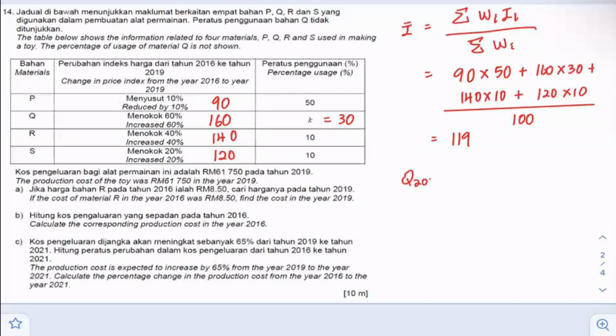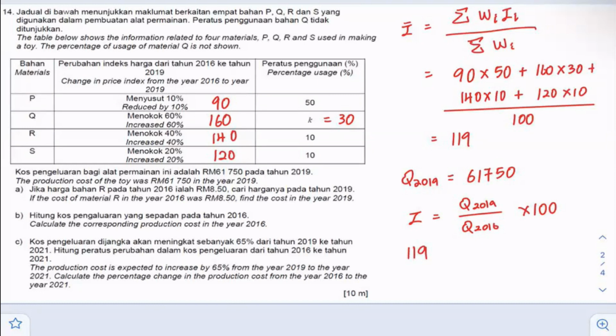So in year 2019, the production cost is 61,750. So with index of 119 and the Q 2019, we can find the Q 2016. So use the first formula, Q 2019 divided by Q 2016 multiplied with 100. And we have the index is 119.